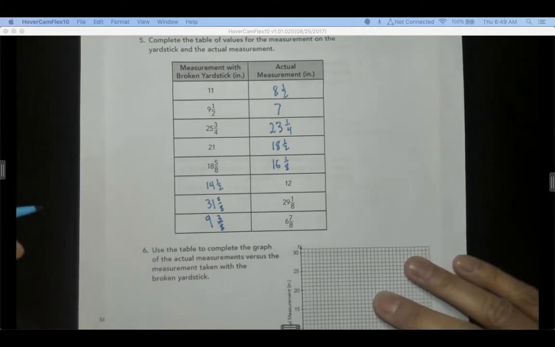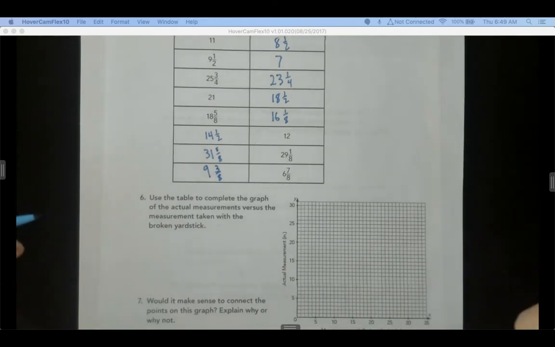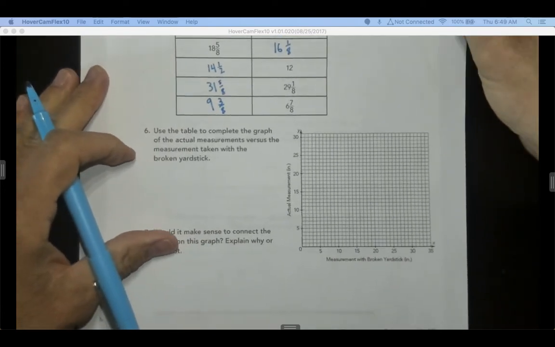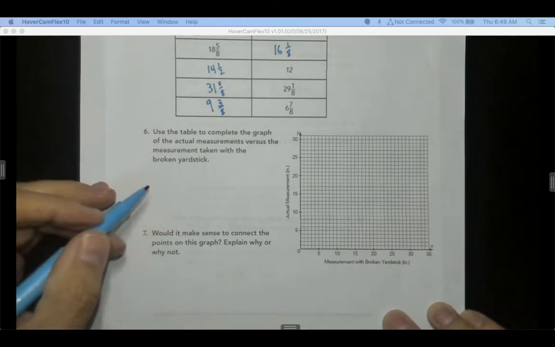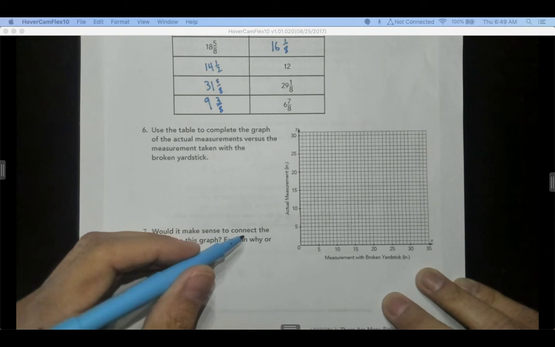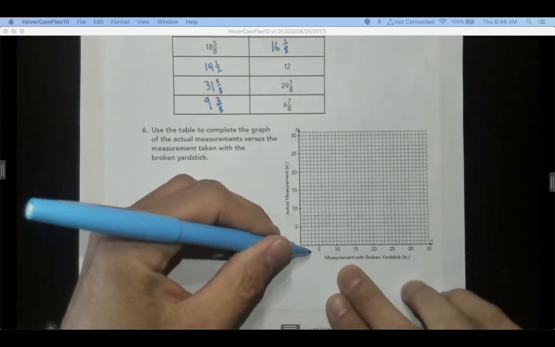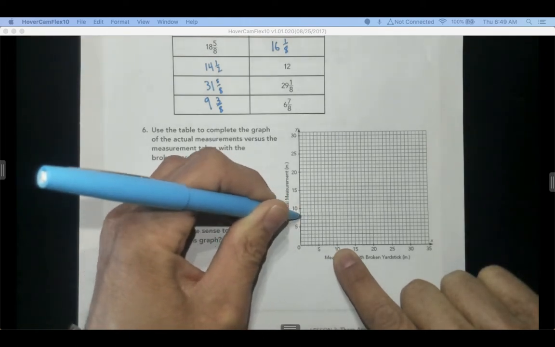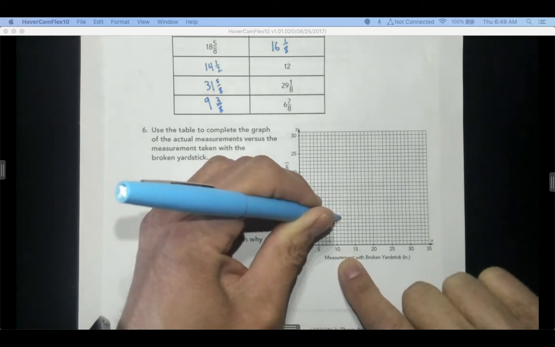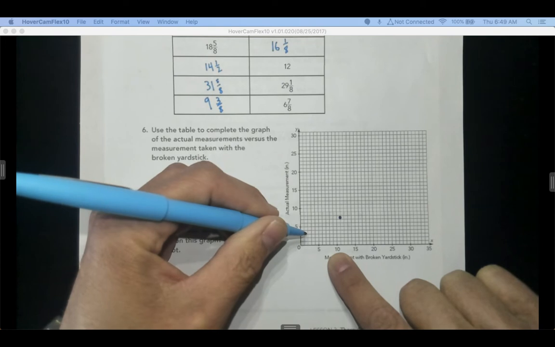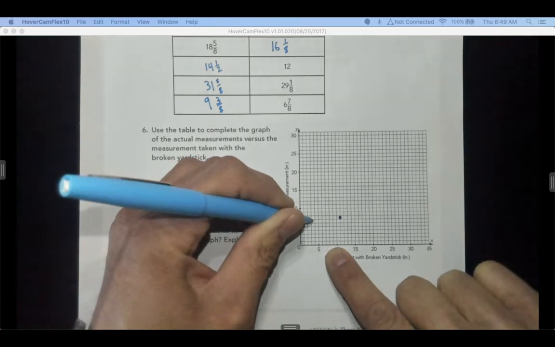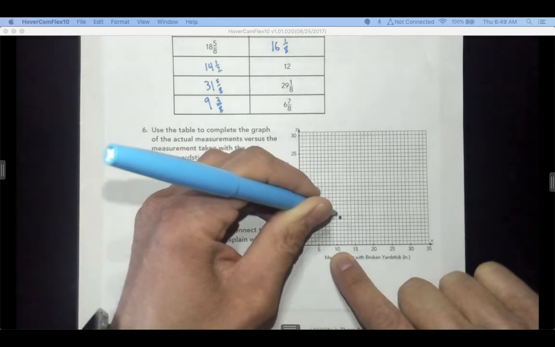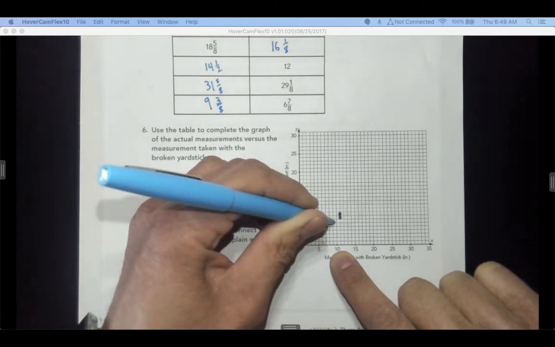Okay. Use the table to complete the graph of the actual measurements versus the measurement taken on the broken yardstick. So if I go through here, we had broken yardstick was 11, actual was 8.5. So here's 6, 7, 8.5. Oofta. So right around there. Broken was 9.5, and then it was 7. The first one should be up there. 9.5, then it should be 7.